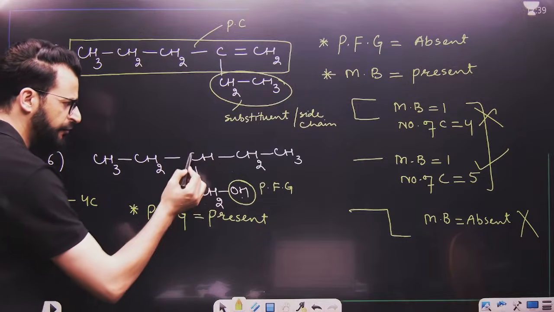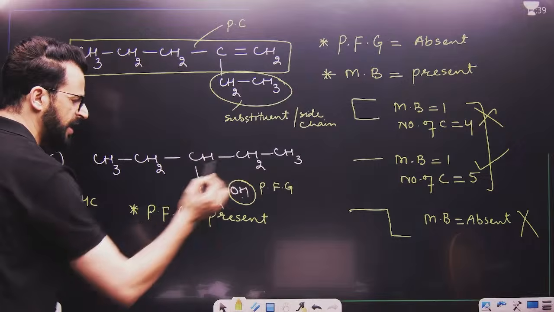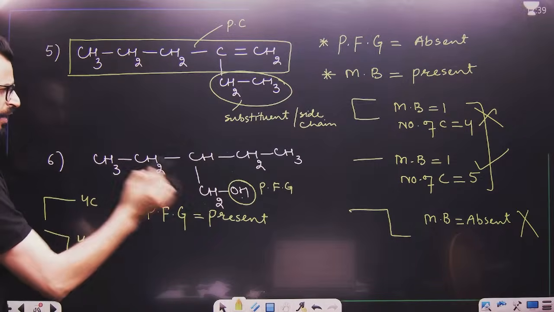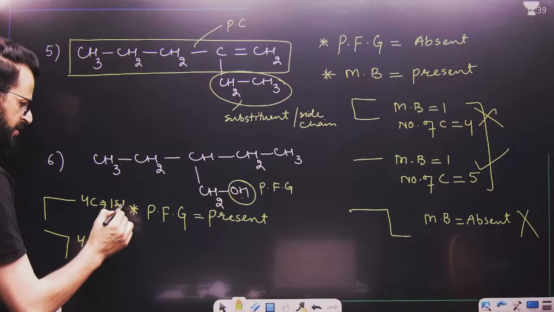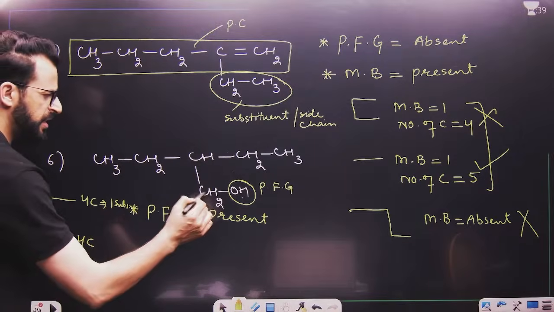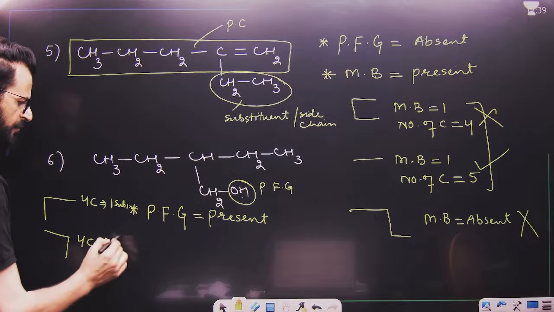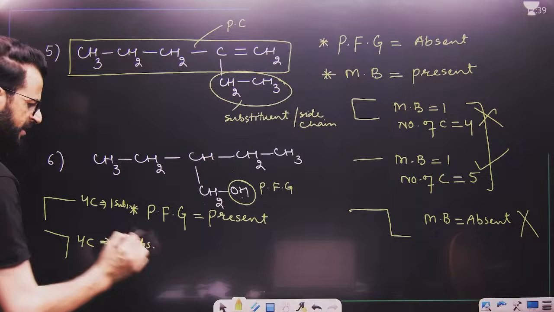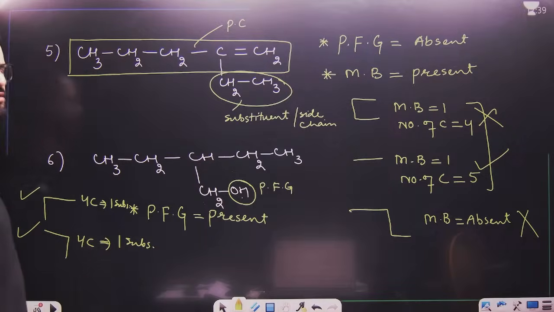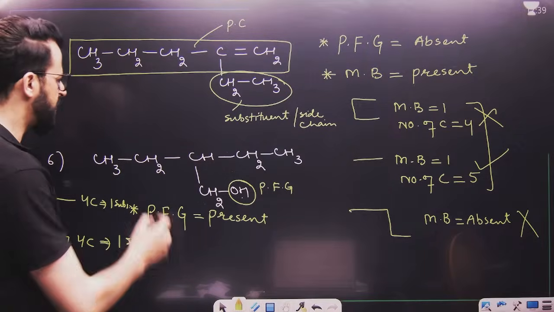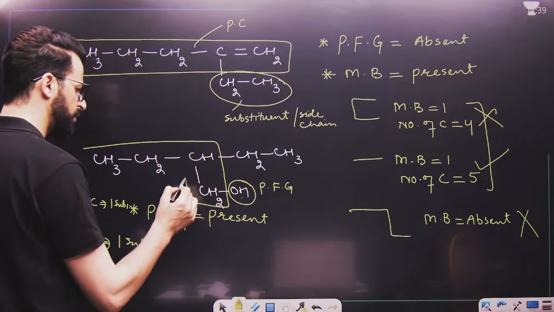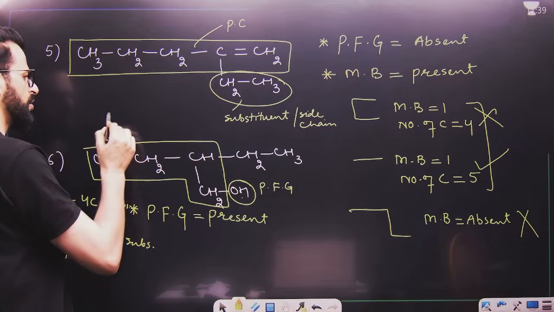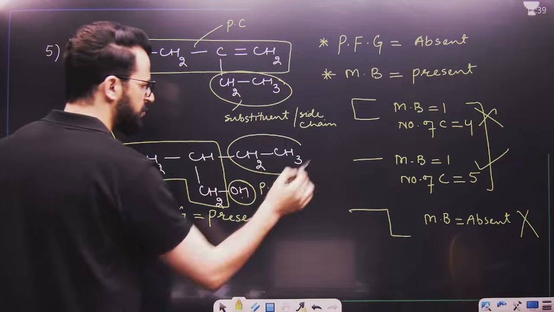But when we talk about this parent chain, at that time this is the substituent. Only 1 substituent is there. If this is the parent chain, at that time 1 substituent will be there. That means this and this both are correct. So you can take anyone as the parent chain. Say for example, this is the parent chain now. Obviously, this will be the substituent.